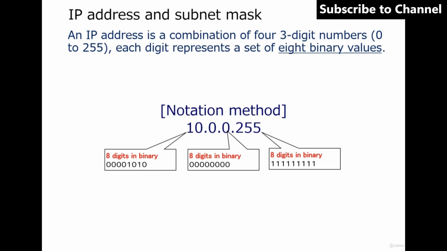In other words, if the IP address 10.0.0.255 is expressed in binary notation, it will be a 32-digit number. 0 is represented by 8 zeros, and 255 is represented by 8 ones. So just remember that within the IPv4 pattern, each decimal represents 8 binary digits.